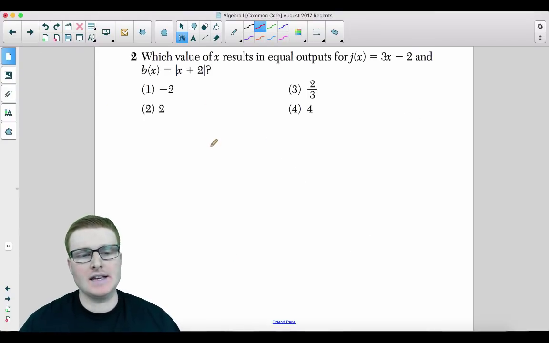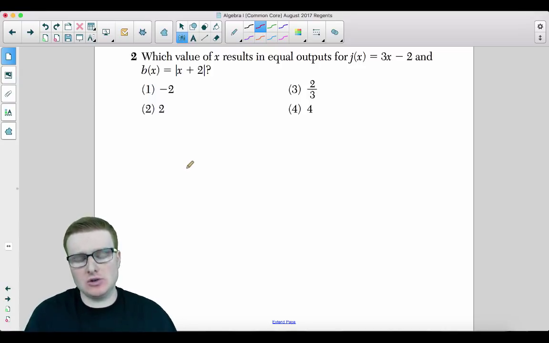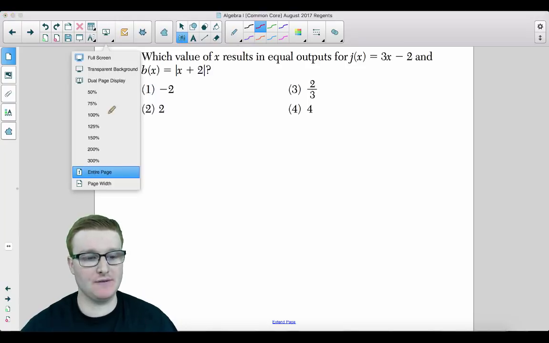Number 2 says, which value of x results in equal outputs for j of x equals 3x minus 2 and b of x equals the absolute value of x plus 2? So there's really 2 ways you could do this. Either you could solve this algebraically or solve this graphically. I'm going to show you both ways. So I'm going to do it algebraically first.